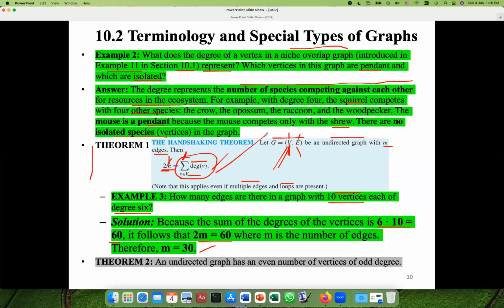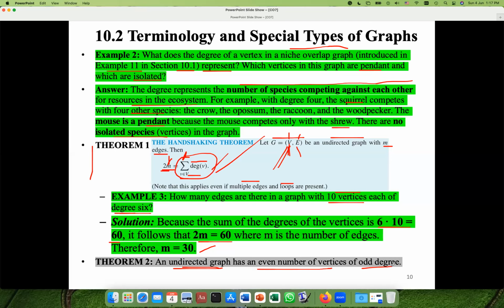It is simple. Theorem 2. Again, if you have an undirected graph, then that undirected graph has an even number of vertices of odd degree.